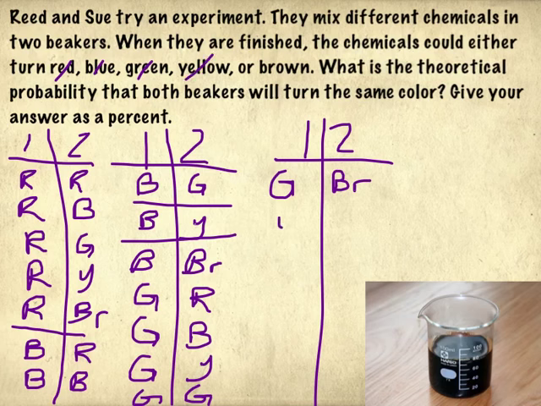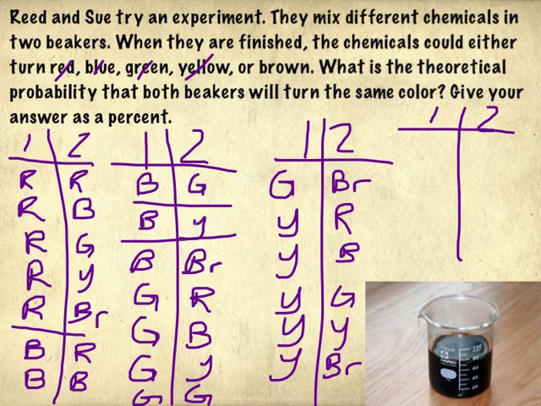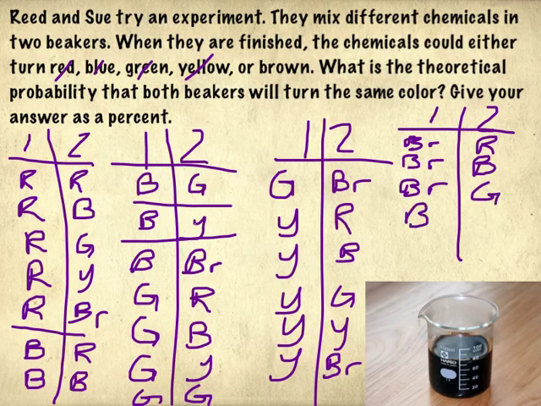Next up is yellow. If chemical 1 is yellow, chemical 2 could be red, or it could be blue, or it could be green, or it could be yellow, or it could be brown. And just one more left to do. I'm going to have to write a little smaller for this one. If chemical 1 turns brown, chemical 2 could be red, or it could be blue, or it could be green, or it could be yellow, or it could be brown. So those are all the possible outcomes.